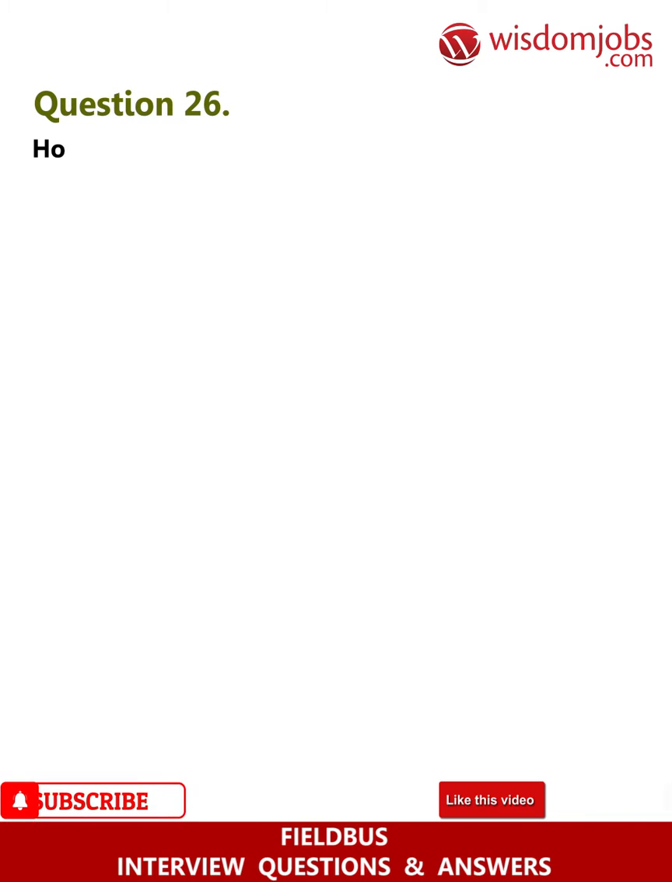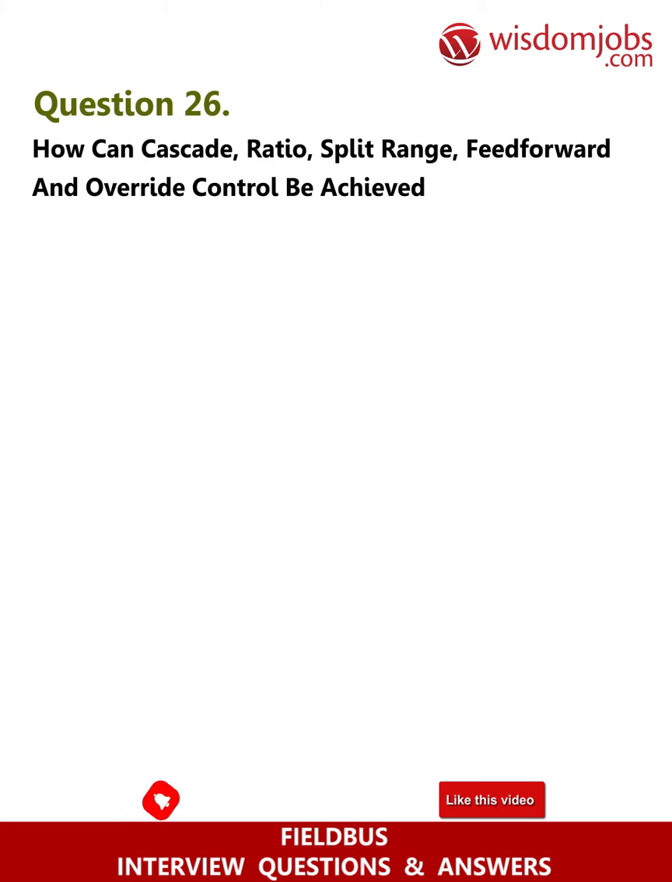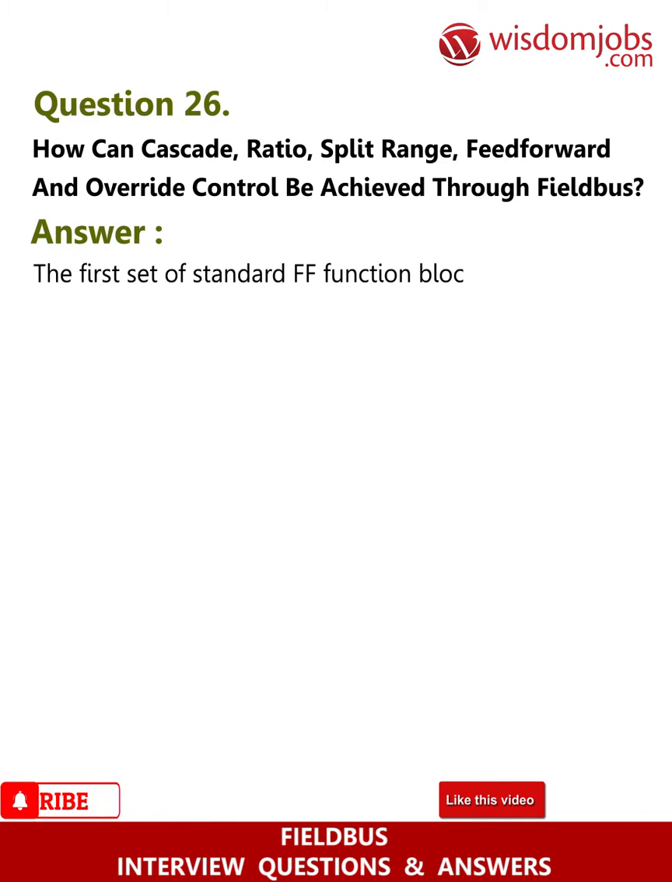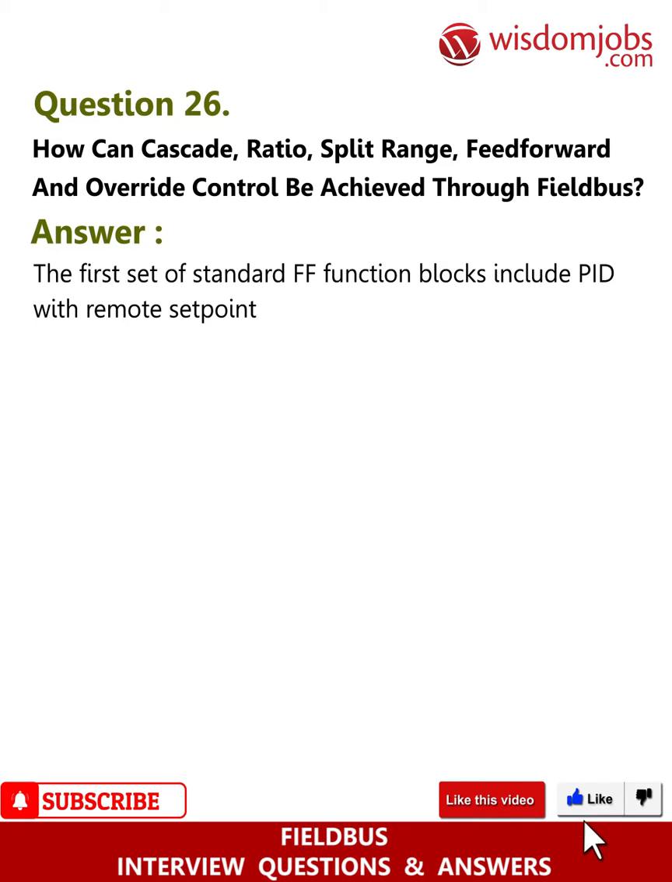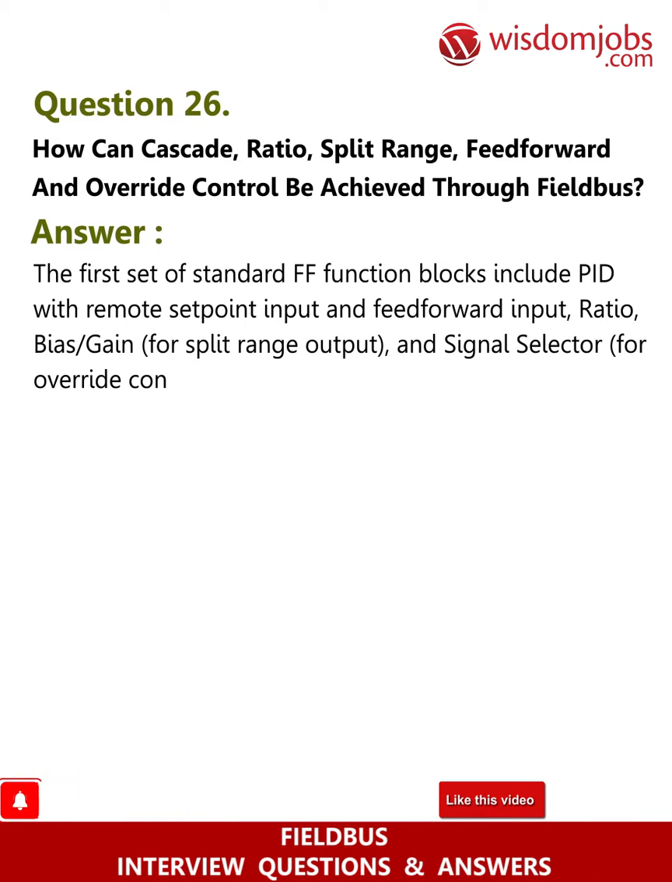Question 26. How can cascade, ratio, split range, feed forward and override control be achieved through Fieldbus? Answer. The first set of standard FF function blocks include PID with remote setpoint input and feed forward input, ratio, bias/gain for split range output, and signal selector for override control.